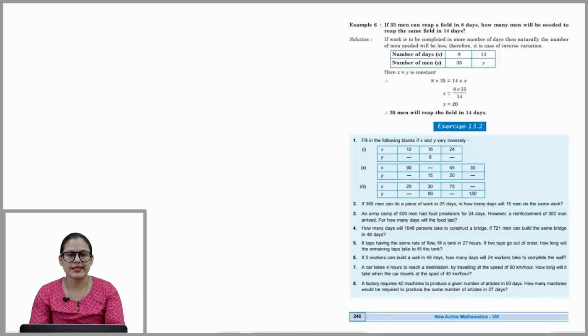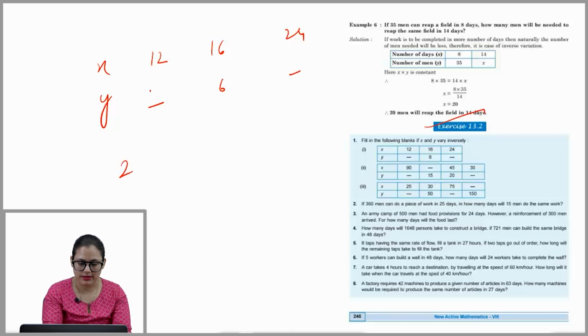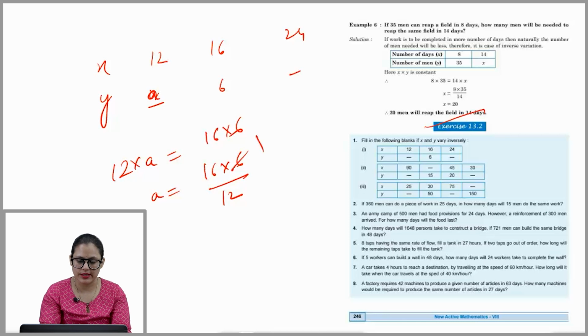Now let's do exercise 13.2. Fill in the blanks if x and y vary inversely. So x, y, 12, dash, 16, 6, 24, dash. This is y or a. 12 into a is equal to 16 into 6. So a is equal to 16 into 6 by 12. 6 1s are 6, 6 2s are 12, 2 8s are 16. So the value of a is 2. So here you will write 2.